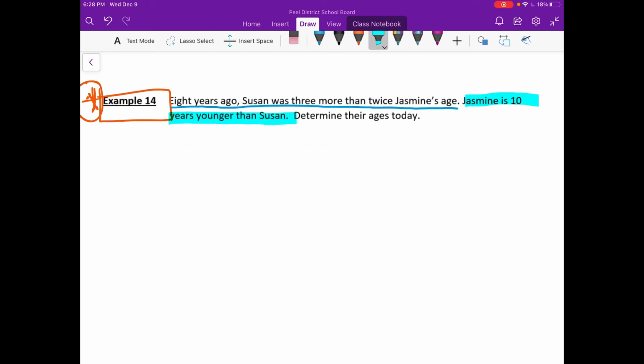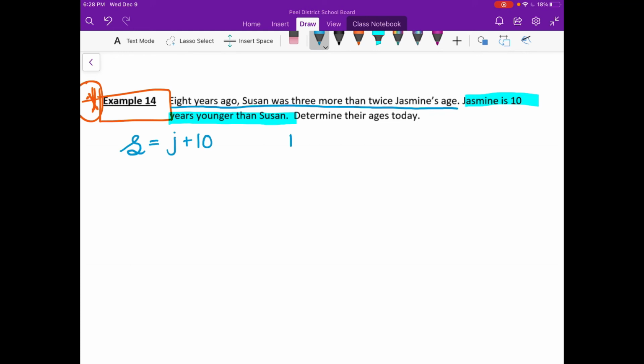So let's start with the present. Jasmine is 10 years younger than Susan, so it's the same thing as saying Susan is Jasmine's age plus 10. For the purposes of this lesson, I'm going to write my S like this because I start to get them mixed up a little bit. Okay? So that's going to be Susan.